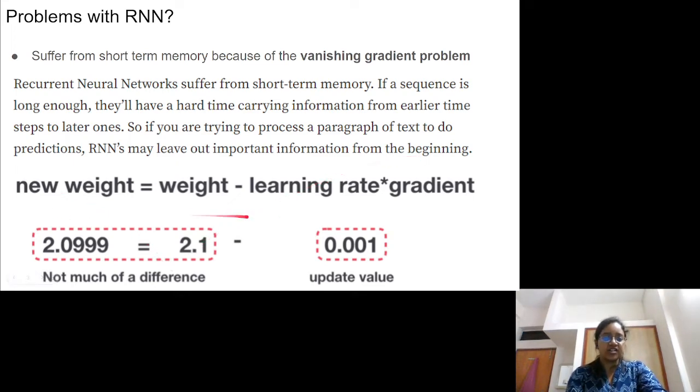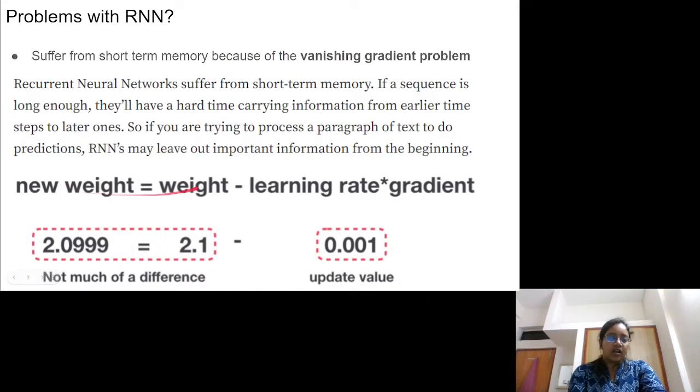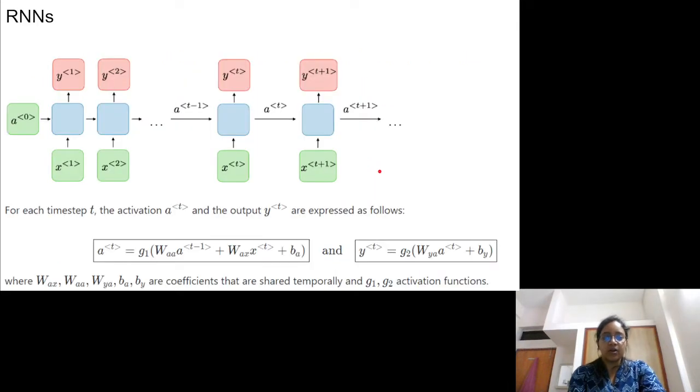And what is this vanishing gradient problem? It's because of the chain rule when you are back propagating through it. When you are back propagating, you take each weight that is there and you do an update on top of that. During your gradient descent algorithm, your new weight becomes old weight minus learning rate times the gradient.